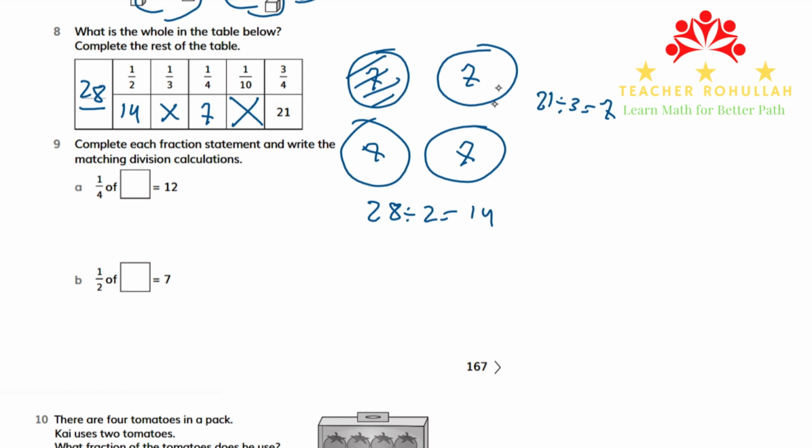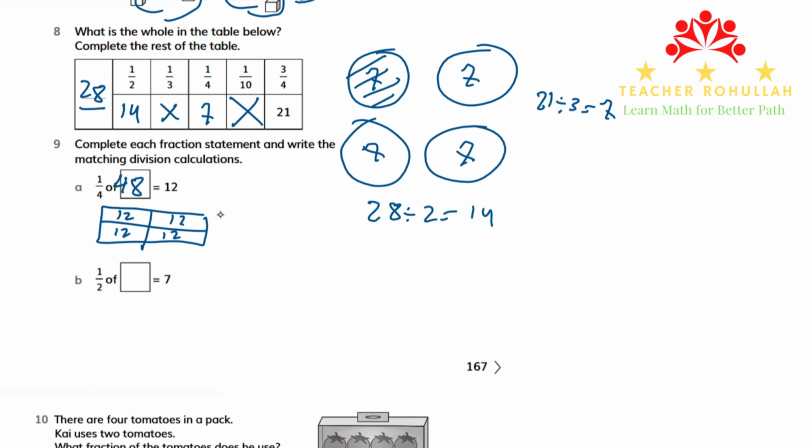Again, as we considered in question 8, here also we can consider 4 equal parts. Let me now draw a strip. In this strip, we can have 4 equal parts. One of them is 12. If one is 12, the other ones are also 12 because each part is showing an equal part of the whole. So 12 plus 12 is 24. 24 plus 12 is 36. And 36 plus 12 is 48.